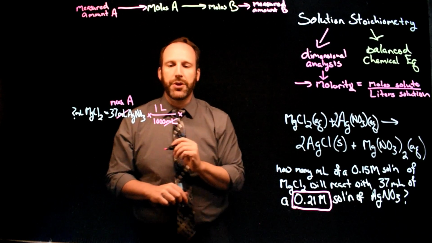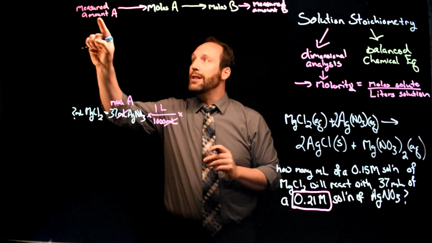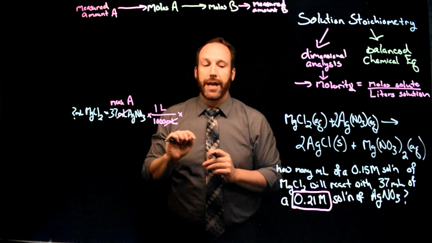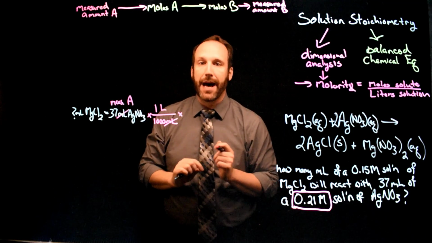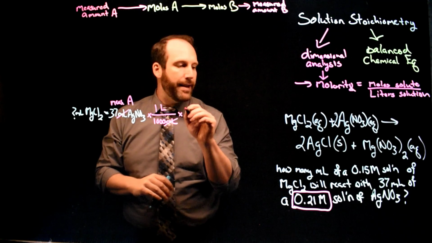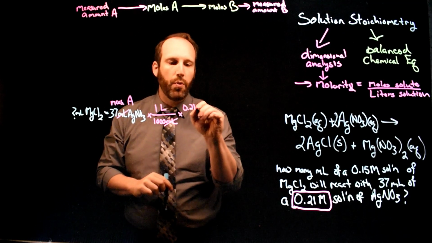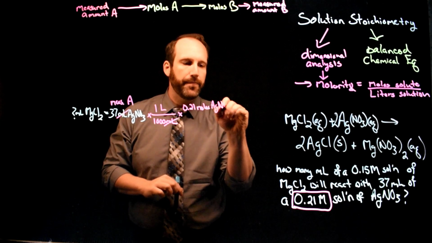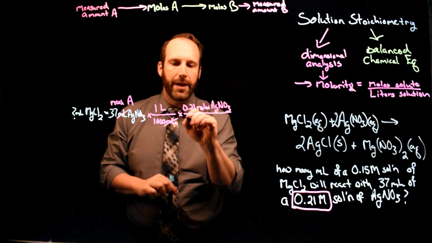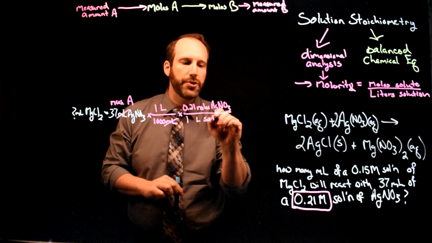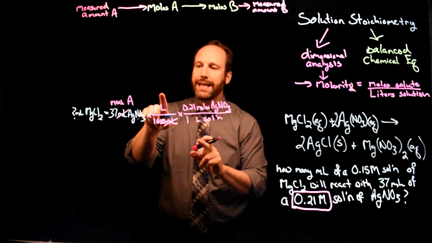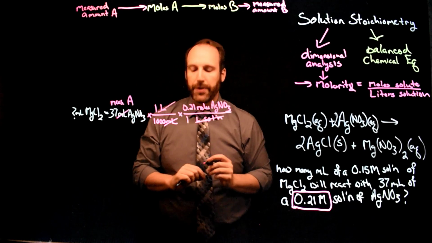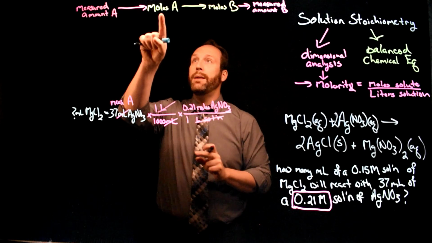Then the next thing that we can do is convert from our liters of A, our liters of silver nitrate, into moles of silver nitrate. And we'll do that using this guy here. Okay? So we can say that there are 0.21 moles of silver nitrate in 1 liter of solution. Okay. Now we've got liters of solution on the top and bottom, so those units cancel as well. Okay. All right, so now we're in moles of A.